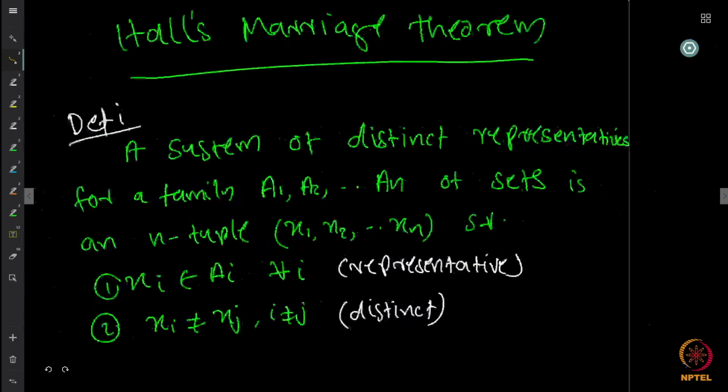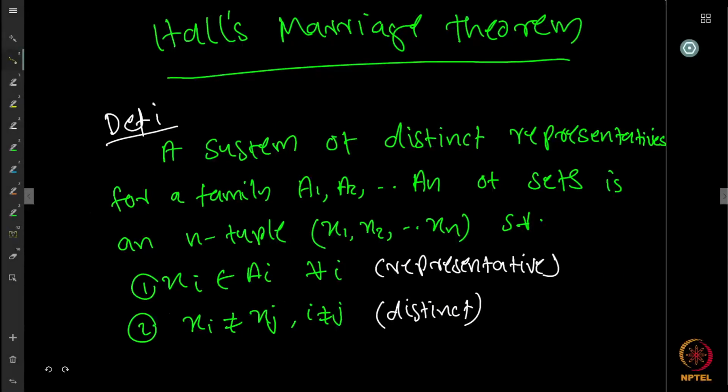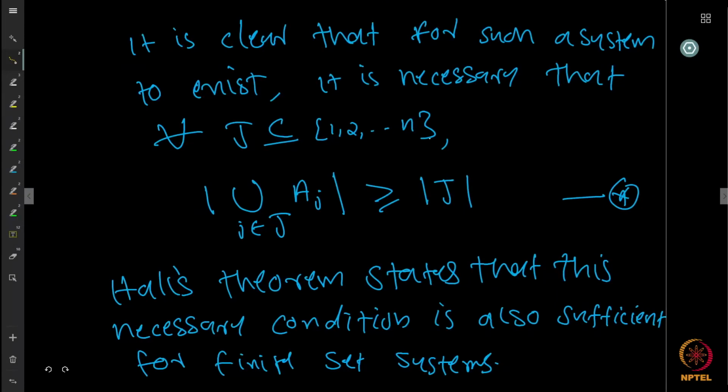If A1 to An are the sets that we are considering, then for every subset J of 1 to n, we should have that the union of Aj over elements in J must have cardinality at least the number of elements in J. So this is the obvious necessary condition.